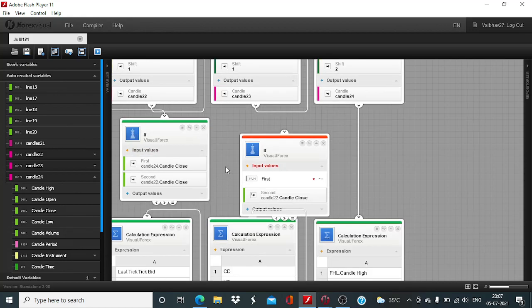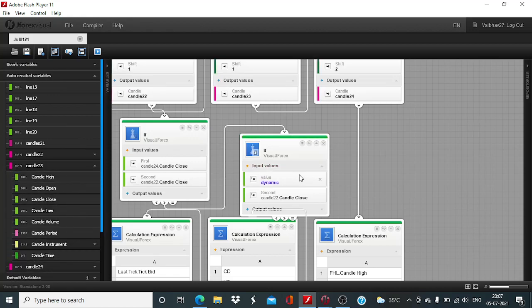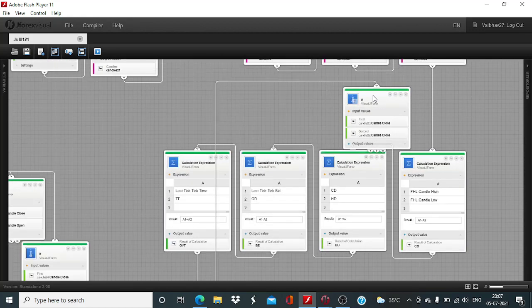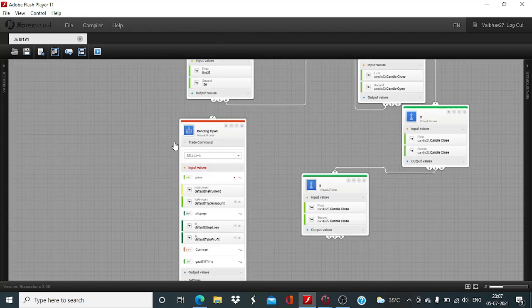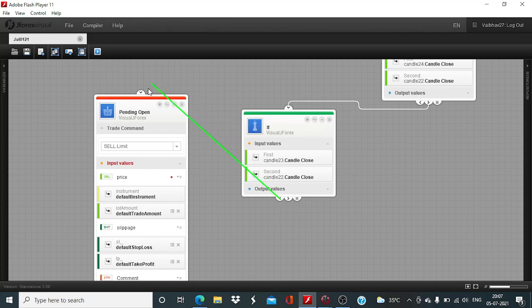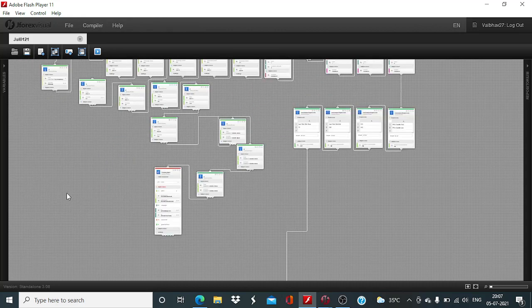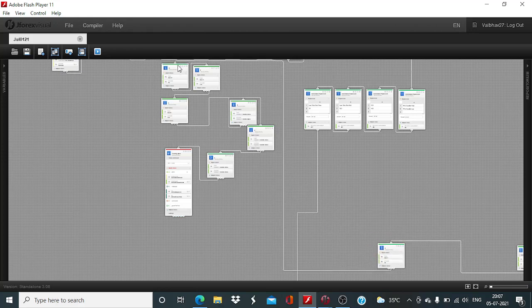This will need to have been greater, and this one will need to have been less. After this, we can join it to the trade command block. Ending open. First input less than second input. I will get these if blocks arranged in a more systematic manner so that it becomes easier for us to understand the flow.